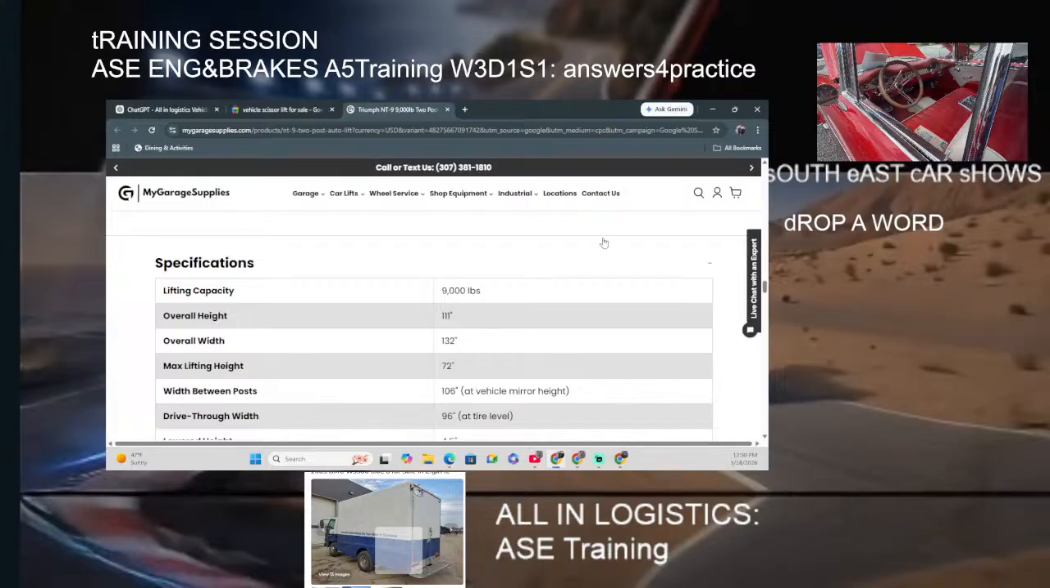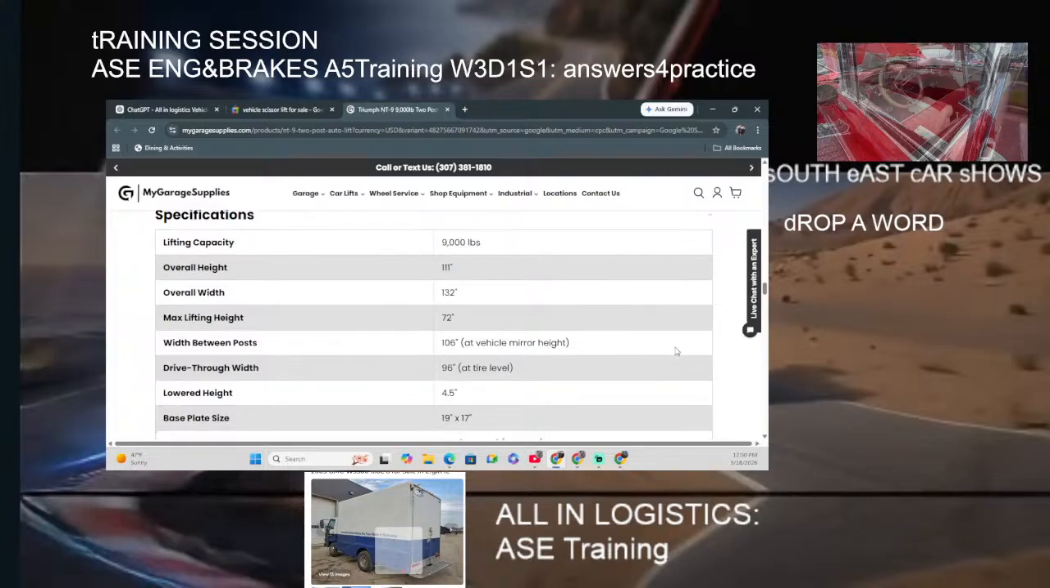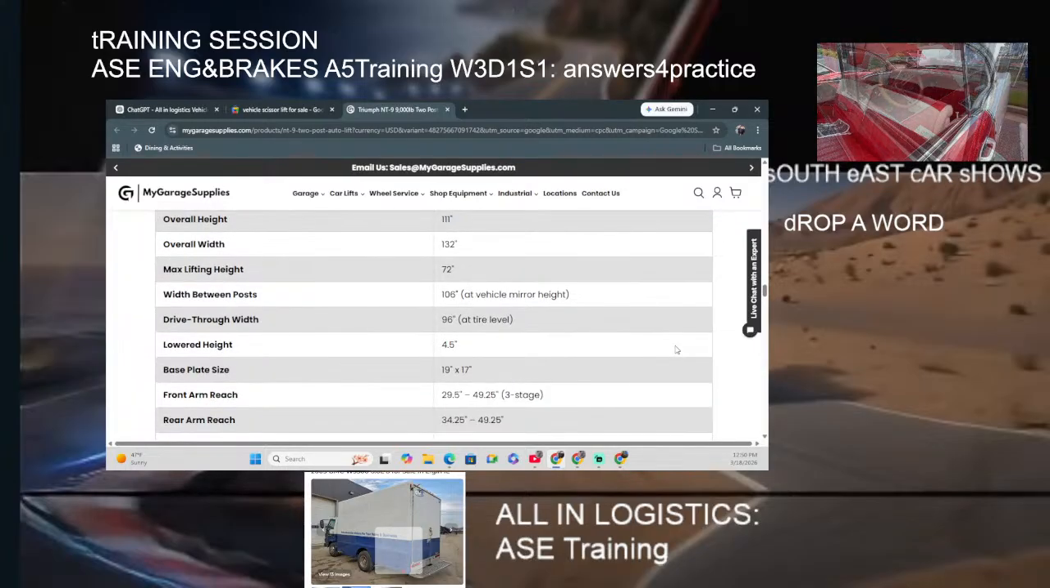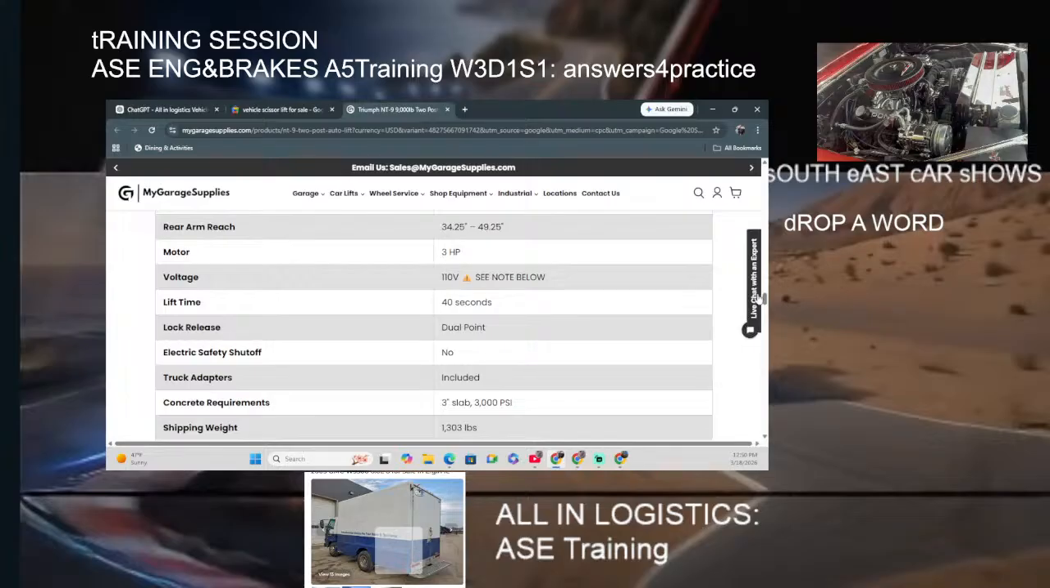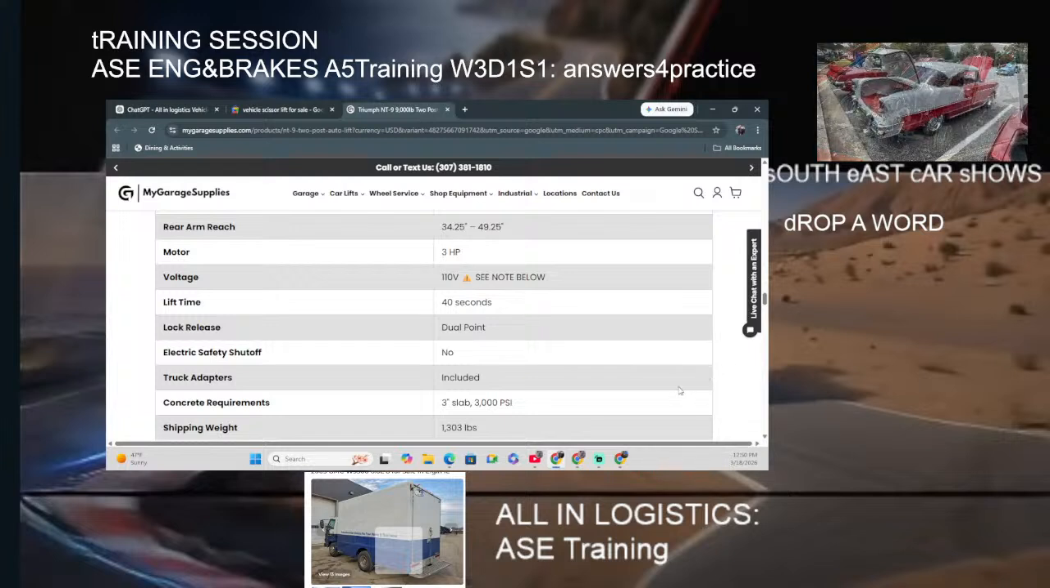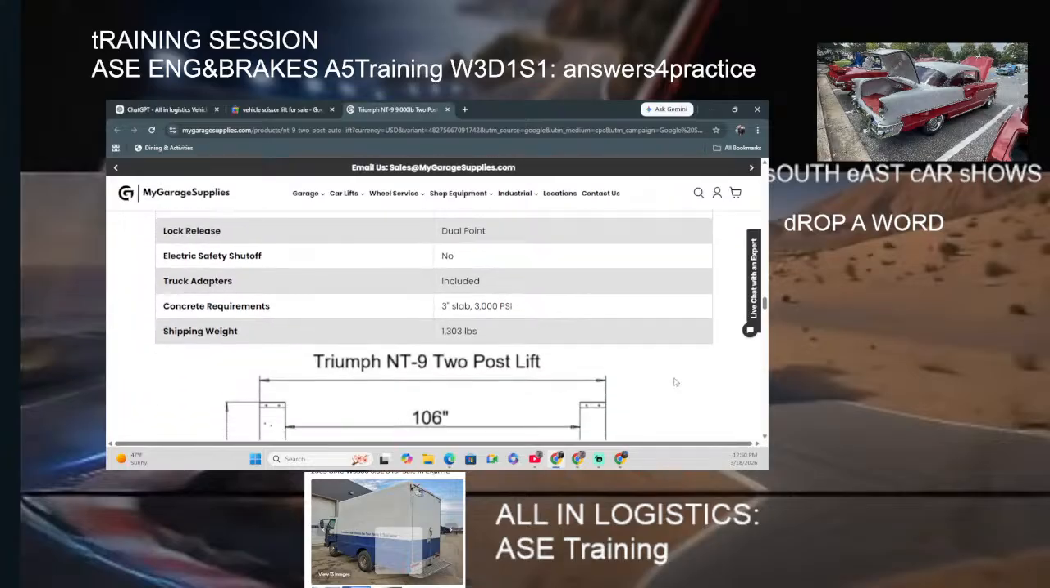So lifting specifications, 9,000 pounds. We already went over the height. Lifting height, 72 inches. 3 HP for the motor. Lift time, 40 seconds. Dual point releases. Electric safety shut off, none. Okay, all right. Truck adapter included.